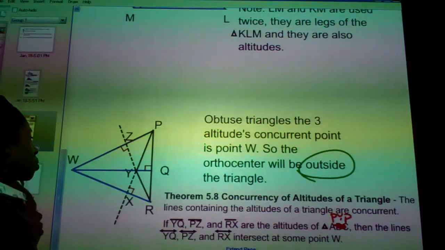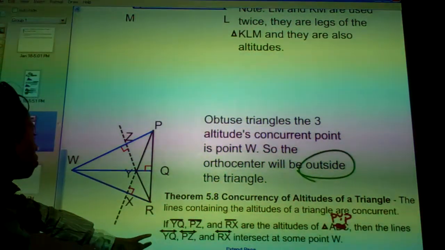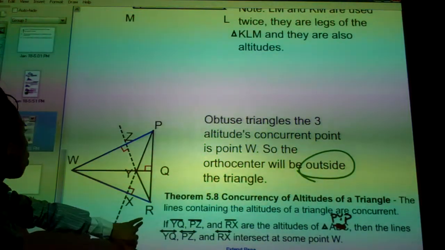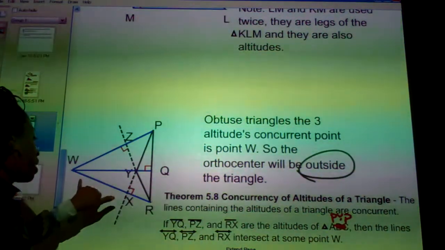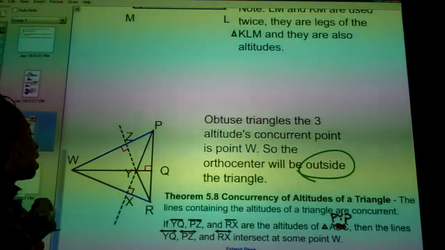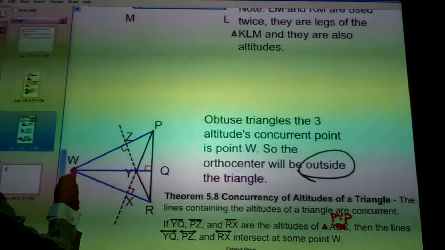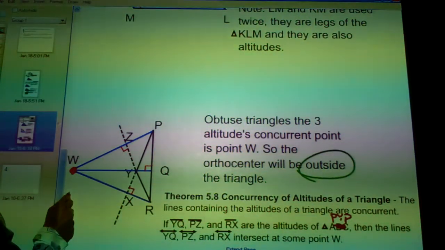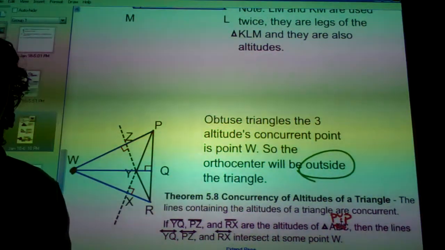then the lines YQ, this line here, and PZ and RX intersect at point W here for your orthocenter. And it sounds weird, orthocenter, even though it's on the outside. And this is your 5-3 lesson.